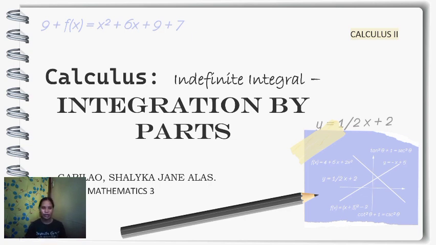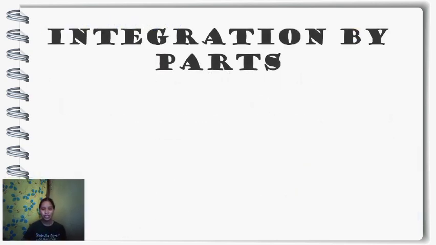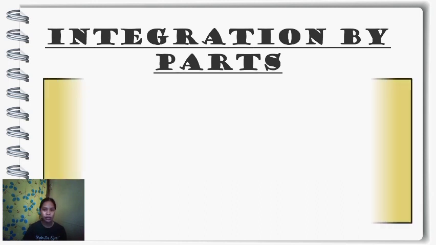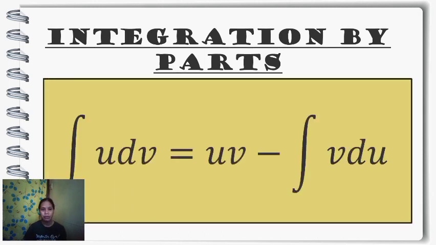So our lesson for today is all about calculus under the indefinite integral, but we're focusing on integration by parts. So what is integration by parts? Integration by parts is a special method of integration that is often useful when two functions are multiplied together, but is also helpful in other ways. You will see plenty of examples later, but now let us see the rule. Here's the rule for integration by parts: the integral of u dv equals uv minus the integral of v du.